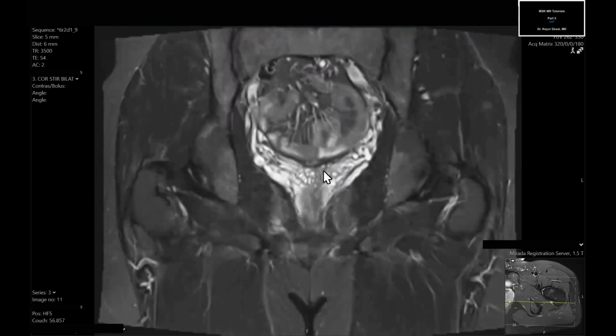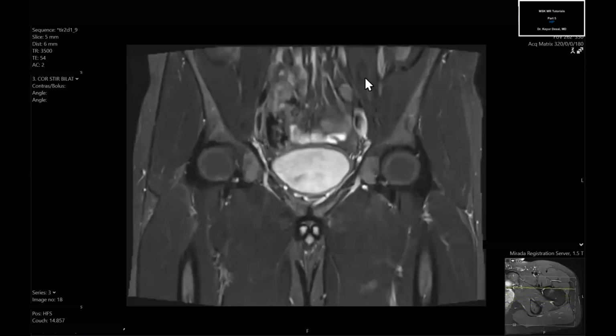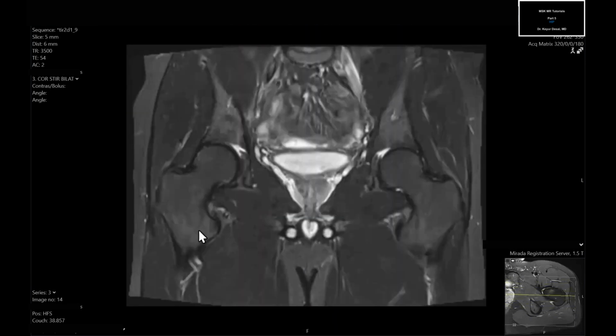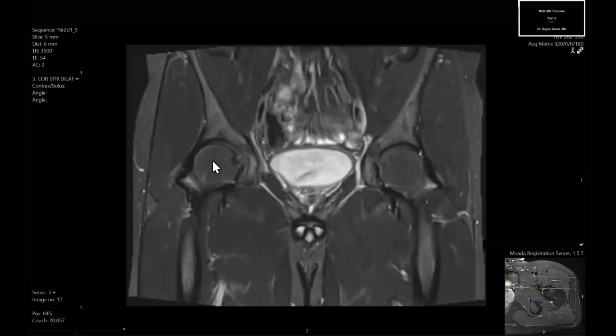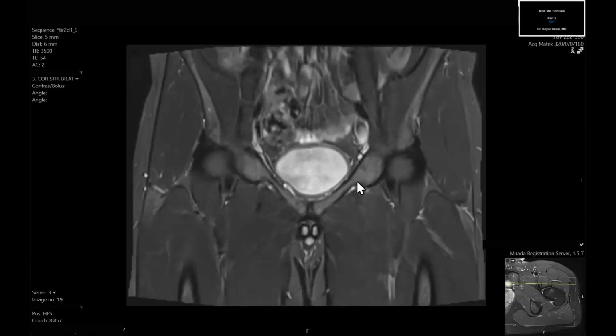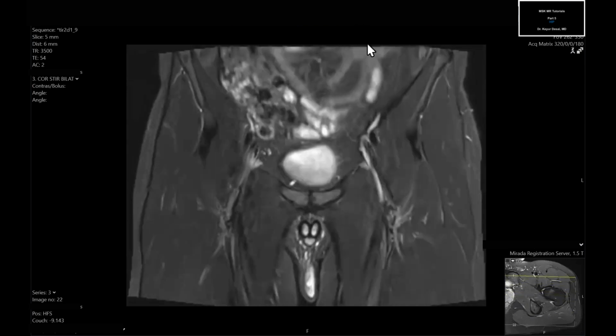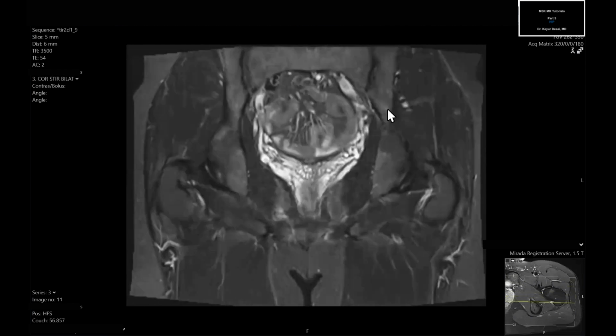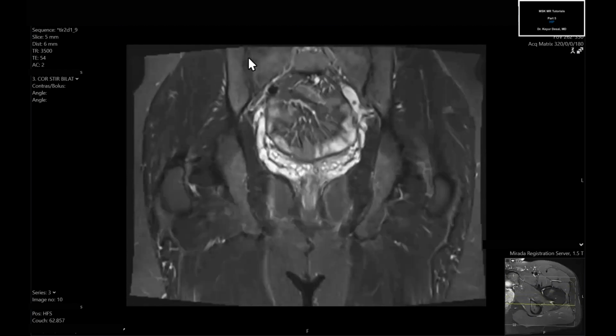And we're essentially going to be doing the same thing on this fluid-sensitive fat-suppressed large field of view sequence, looking for abnormal marrow edema involving the proximal femoral head or femoral head-neck junction, and looking into the pubic rami, making sure there's no fracture deformity or abnormal marrow edema along the sacroiliac joints.